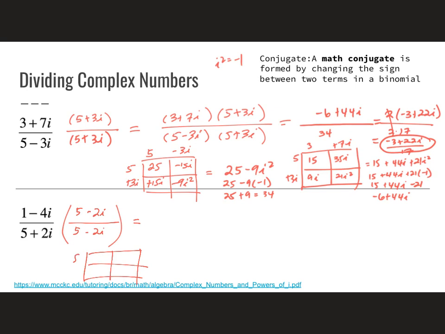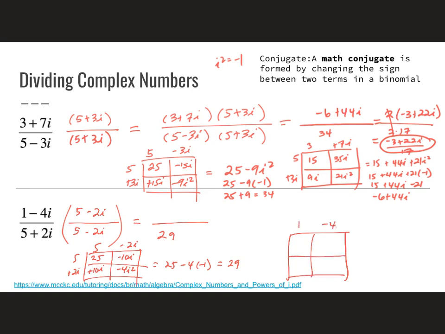So I have 5 plus 2i, 5 minus 2i, so this is 25 minus 10i, plus 10i, and then minus 4i squared. So this is really 25 minus 4 times -1, which is 29. So my denominator changes to just being 29. And then my numerator, I'm going to use the box method again.